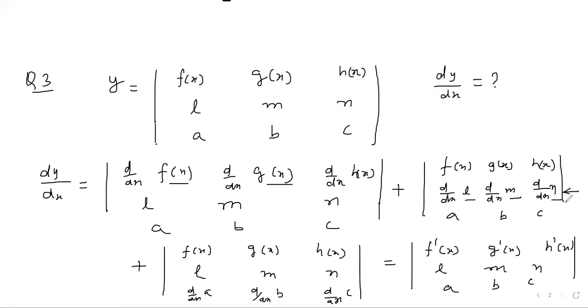And if any row or any column is completely 0 in a determinant, then its value is 0. It means this will become 0. Similarly, A, B, C are constants, so their differentiation will be 0, 0, 0. Then again, the value of the determinant will be 0. Hence, our answer will be the determinant f dash x, g dash x, h dash x, L, M, N, A, B, C.